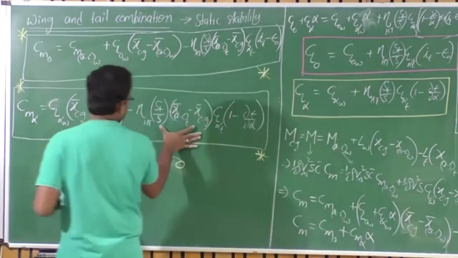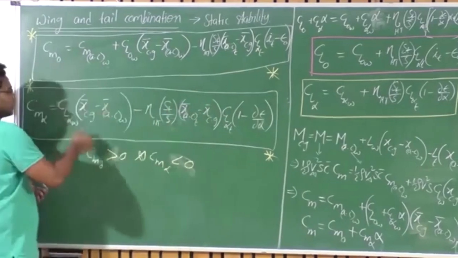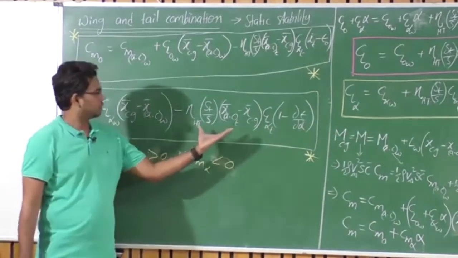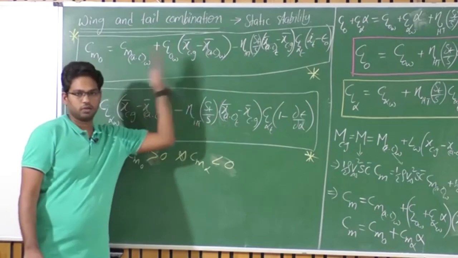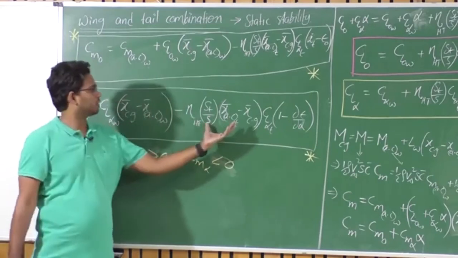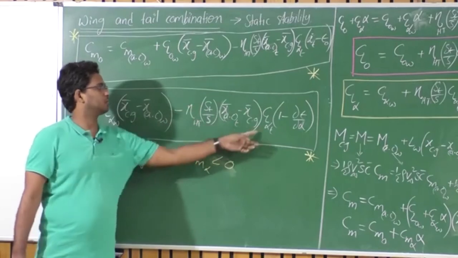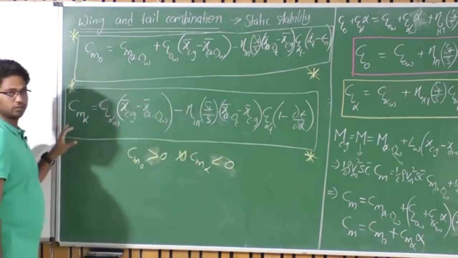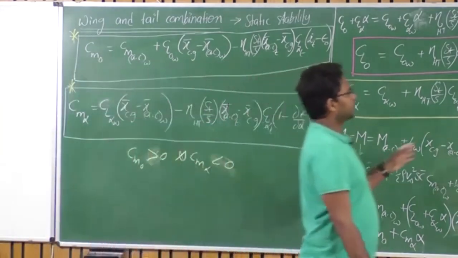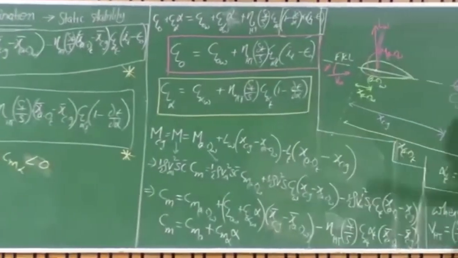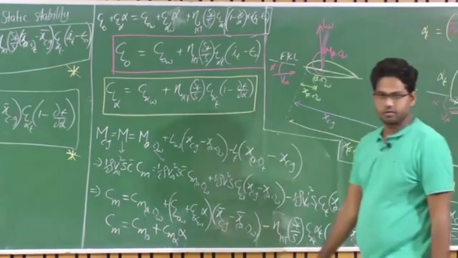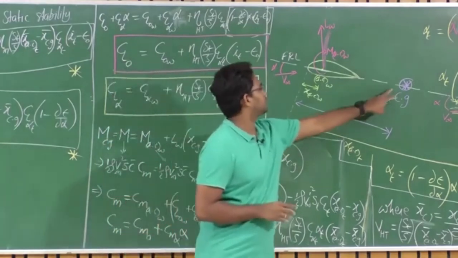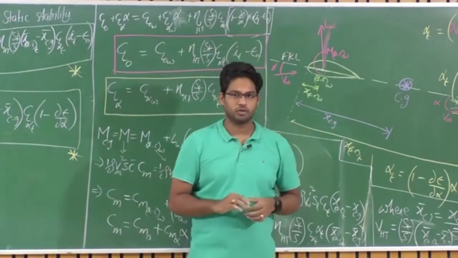So, we need to choose this particular number strong enough to overcome this positive term. The offset between these two should not be very high, so that the tail volume can overcome this positive term. This particular term is known as the tail volume ratio, as we discussed. So, you need to choose a particular tail volume ratio in order to make this stable. Because when you have a wing and a tail at an offset, the CG will of course be behind, right? You have to mount your engine and place your batteries in such a way that you bring this CG as close to the aerodynamic center as possible.